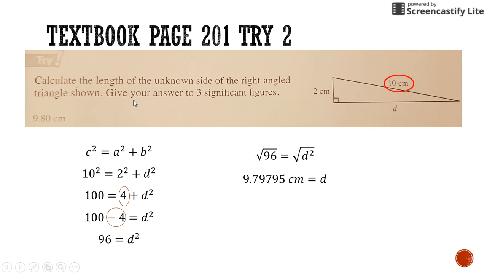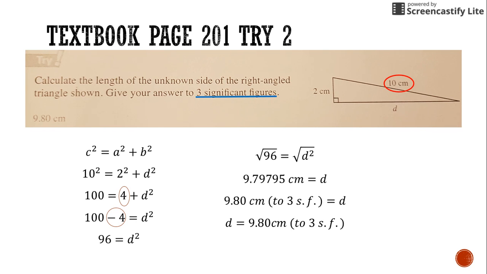The question has already stated that they want the answer in 3 significant figures. So please remember to round off to 3 significant figures, state the units, and state that you have rounded to 3 SF. And for presentation purposes, we won't really state that the value is equal to D, but rather we will write it as D is equal to 9.80 cm to 3 significant figures.